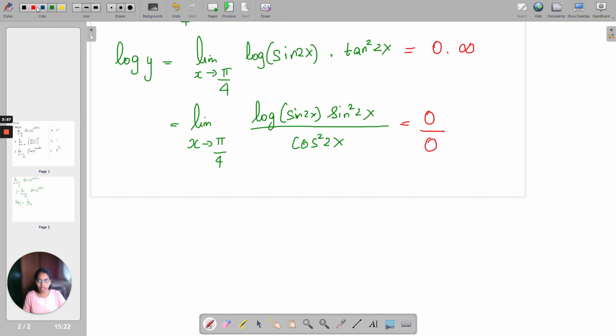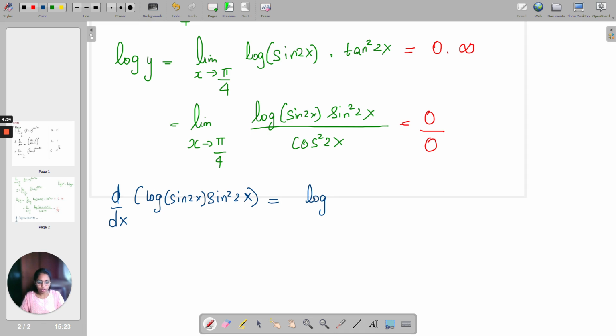What does the L'Hospital's rule say? Differentiate the numerator and then differentiate the denominator. Correct? So let me take the numerator and differentiate it with respect to x. Yes, we have log of sin 2x into sin square 2x, right? So now what would we get? We have two terms here, right? So let me apply the product rule.